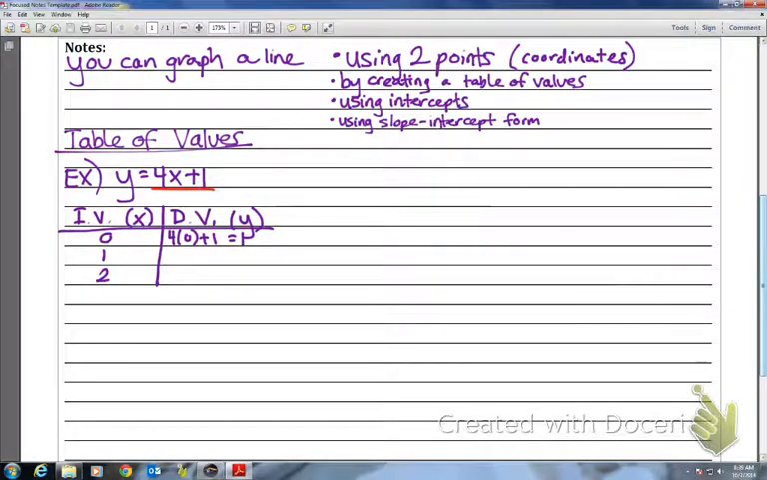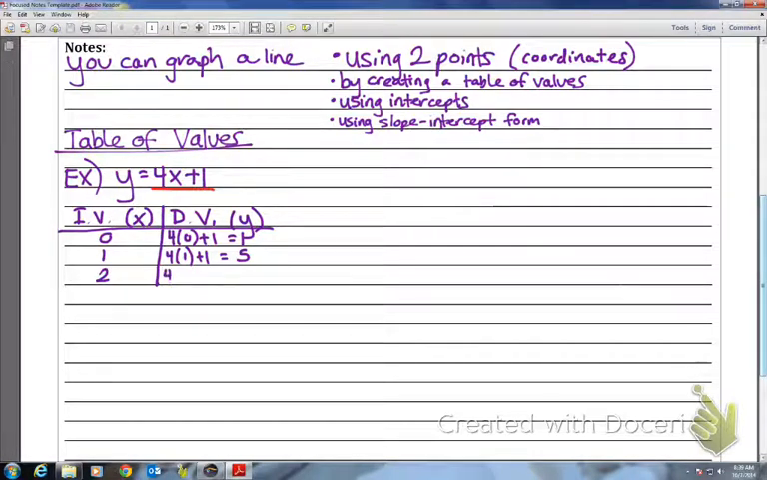So my next one, let's try 1. Let's plug in 4 times 1 plus 1. Well, 4 times 1 is 4, and 4 plus 1 is 5. So this is the coordinate 1, 5. And I'm getting those numbers from right here. So this is the ordered pair 1, 5.